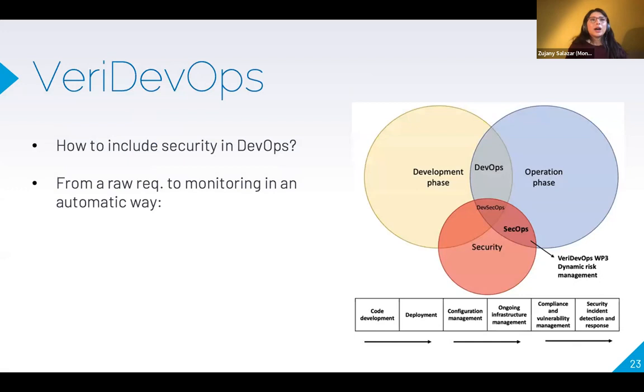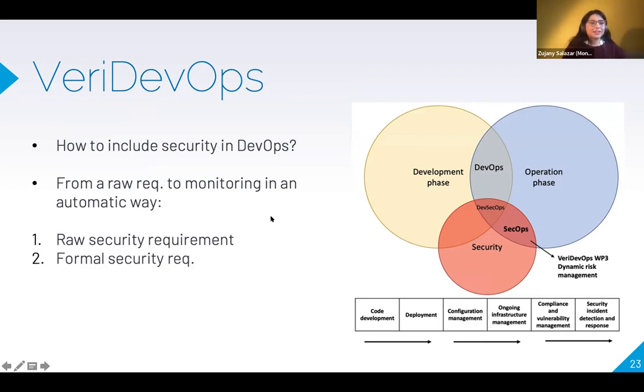What we're going to do in VeriDevOps is, first, study how to include security in the DevOps process, how to go from a raw requirement to a formalized security requirement by using NLP techniques, as exposed in the last two presentations, and then transform these formalized security requirements into a security property that we can actually use to perform rule-based and anomaly-based monitoring of the system.